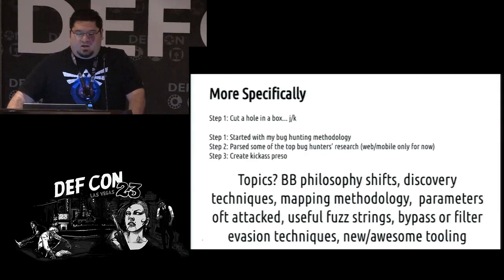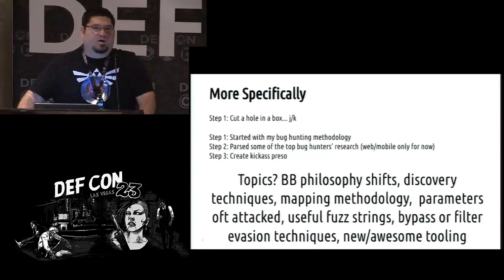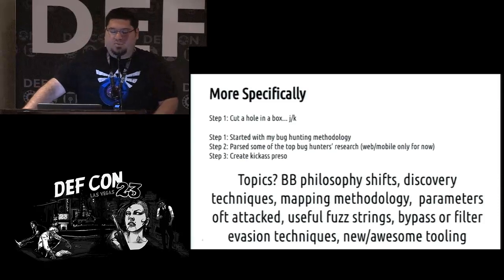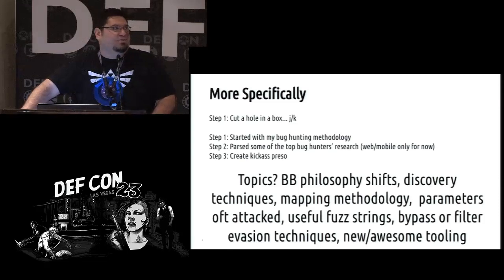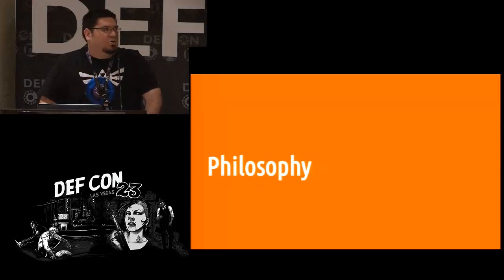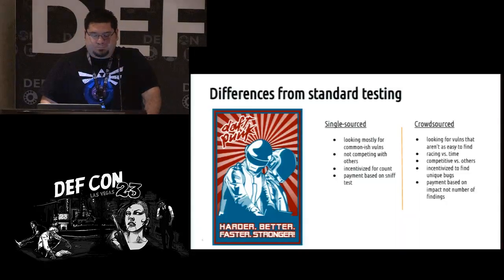So this is kind of the stuff that I'm going to bring in this presentation: philosophy shifts from traditional web app testing to bug bounty testing, discovery techniques, mapping methodology, parameters often attacked, useful fuzz strings, bypass or filter evasion techniques, and some tooling that I think is cooler than other tooling. So, cool. So the first section is philosophy.